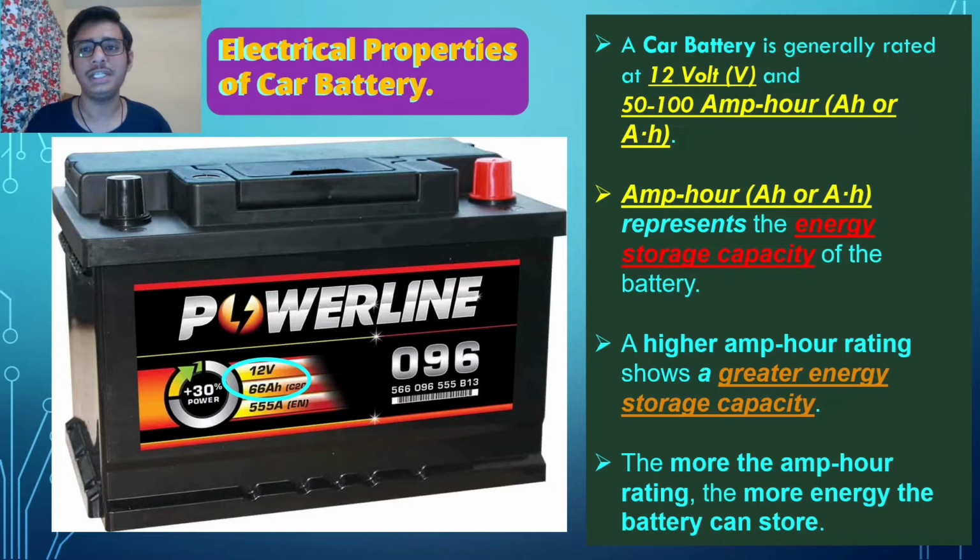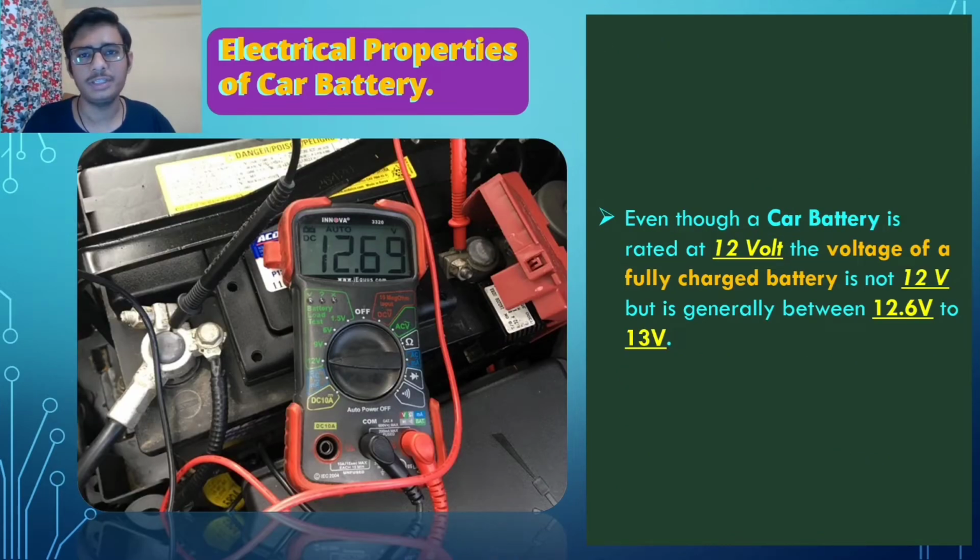A car battery is generally rated at 12 volts and 50 to 100 amp hour. Now, we all know that amp hour is a unit of energy. So, the amp hour rating of a car battery represents the energy storage capacity of the battery. A higher amp hour rating shows a greater energy storage capacity. The more the amp hour rating of the battery, the more energy the battery can store and the longer it will run.